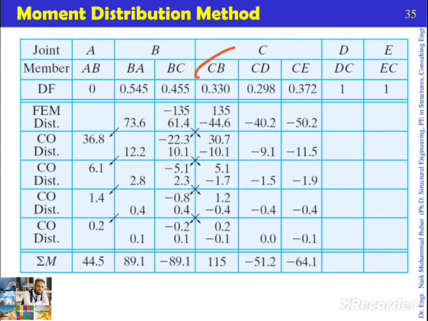Now for CB, add these moments: fixed moment, distribution moment, carryover moment. So add these all. We will get plus 115, which is the positive moment at member CB. Now for CD, add these moments, we will get minus 51.2, which is anti-clockwise moment. And for CE, add these, we will get minus 64.1, which is anti-clockwise.